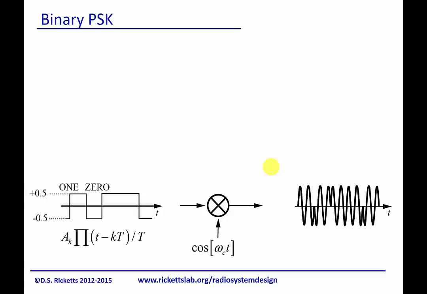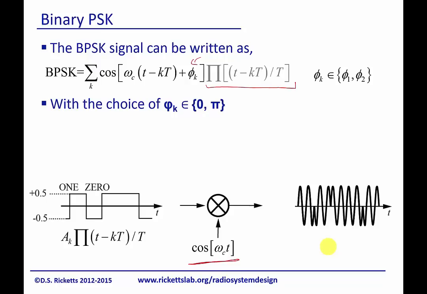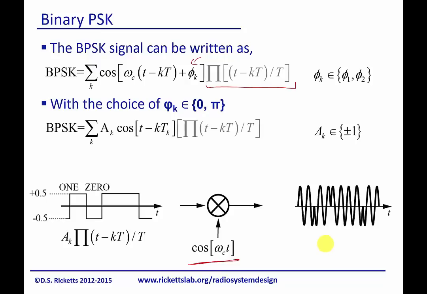Now, if we go back and look at binary phase shift keying, we can write it mathematically like the following. What we have here is a string of square waves, and then it's going to be multiplied by a cosine of omega_c t. Now, we've put in the phase in here, but if we choose the phase to be 0 or pi, we could just rewrite this signal like this. And the way we can think about this is this: the A_k pi is my digital signal, 0101, and cosine is my carrier.